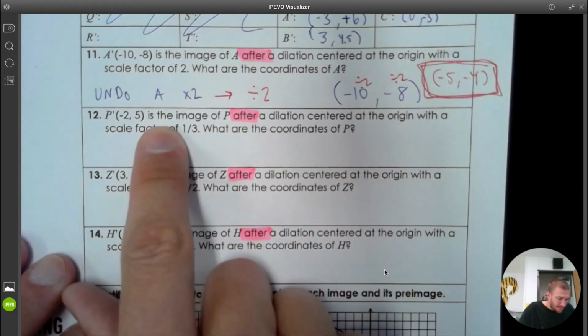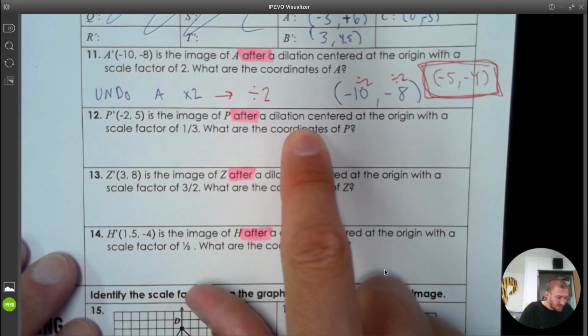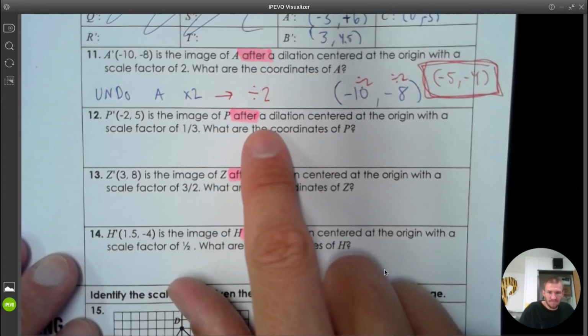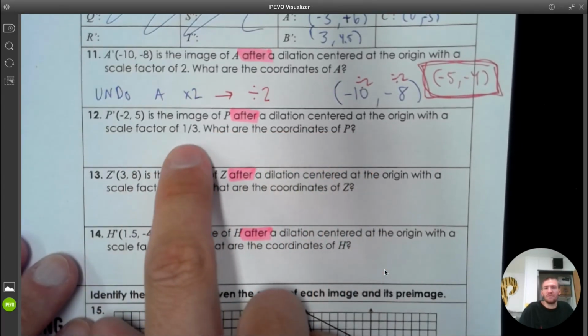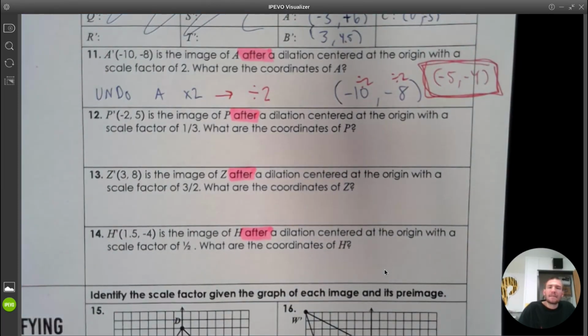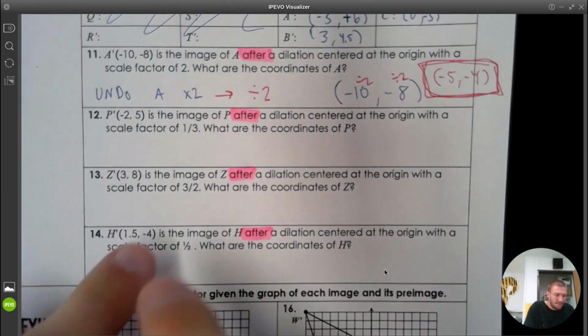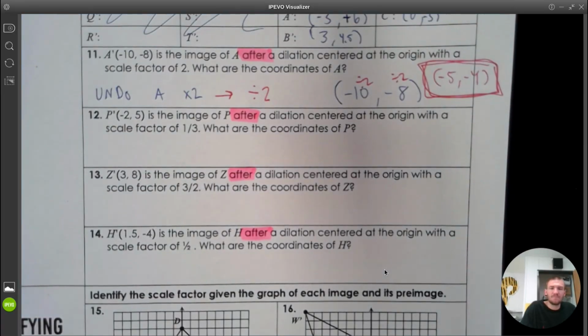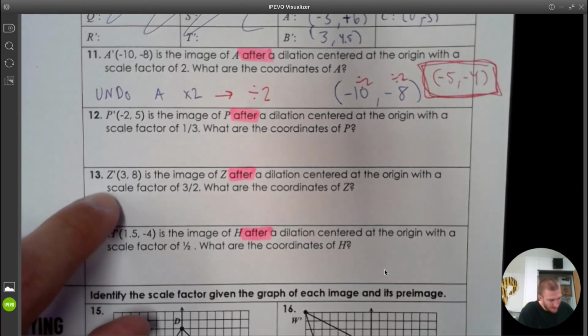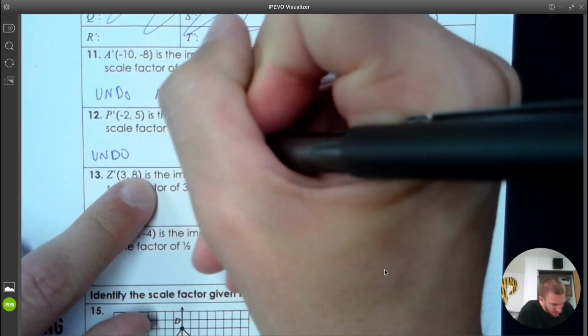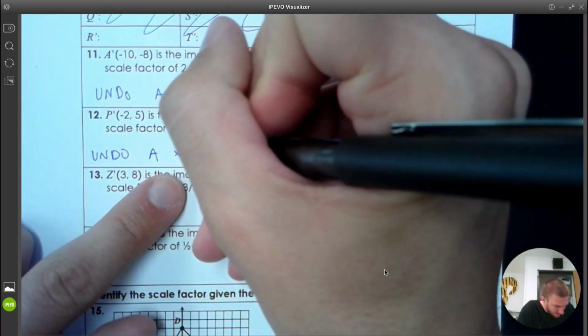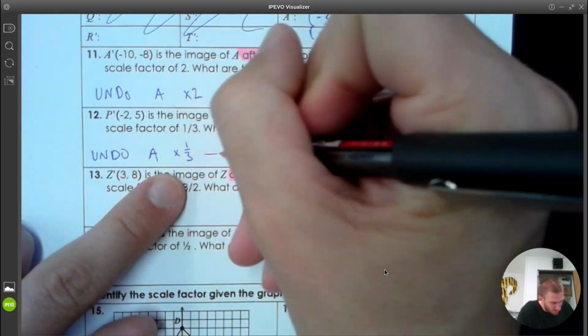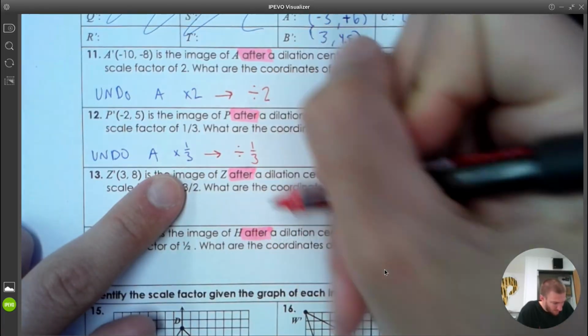P prime is the image of P after dilation. After a dilation is centered about the origin with a scale factor of 1/3. So the idea here is, again, we don't want to be multiplying times 1/3. Instead, we want to be undoing it. So we want to be dividing by 1/3. Now, if we want to write this down, we want to undo a times 1/3. That means that we want to do a divide by 1/3.